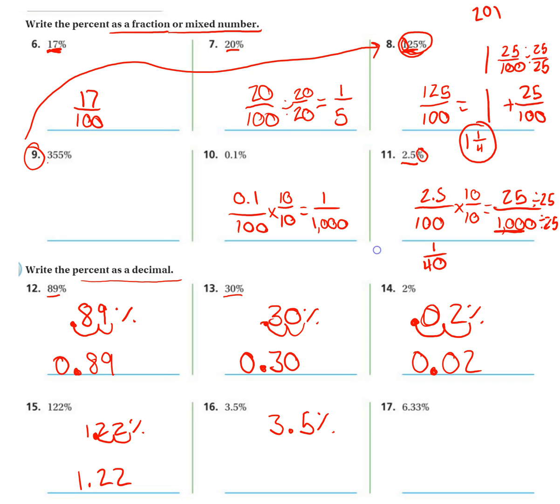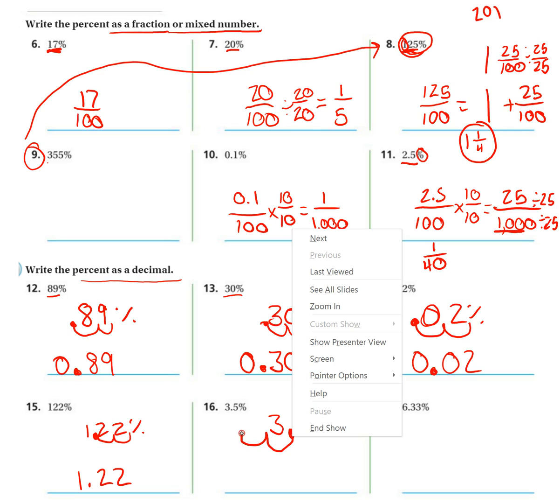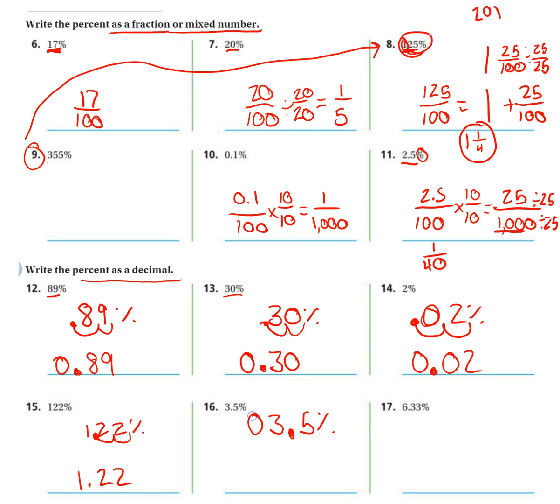Okay, now 16 I told you was a little bit different, 3.5%. This time they showed you the decimal, but the rule stays the same, you just have to start where they showed it to you. So they showed you the decimal here, you still move it over twice, 1, 2, and then your 0 placeholder. So this is going to be 0.035, and we can add our 0 in front of the decimal as well.